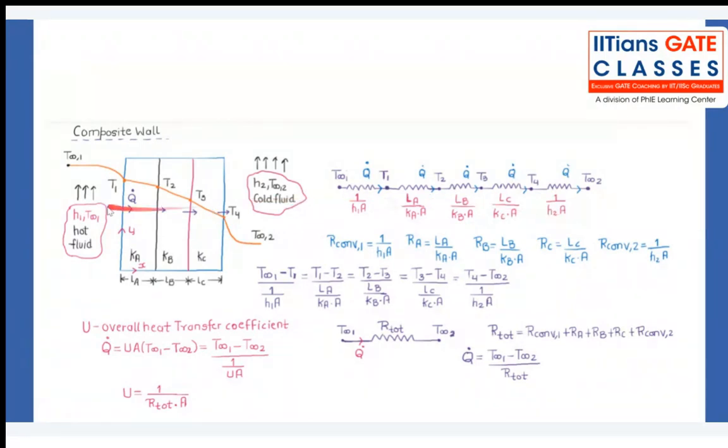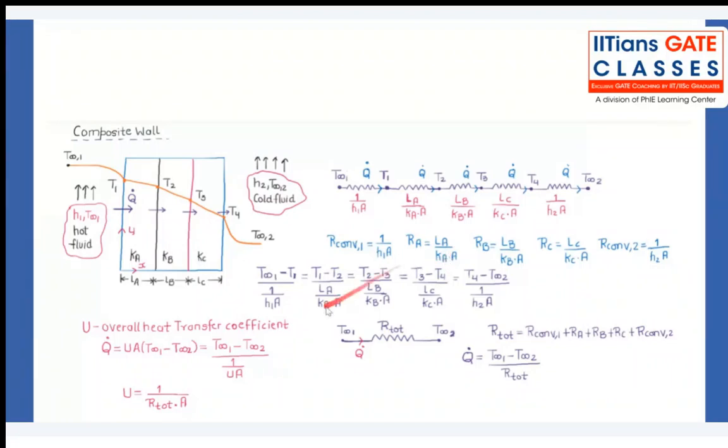All these resistances are in series. Why? Because the heat which gets convected is the same heat getting conducted, conducted, conducted, and again convected. So it is the same heat which is flowing through all these things. What is R convection? 1 over HA, that is H1 into area. Conduction is L by KA.